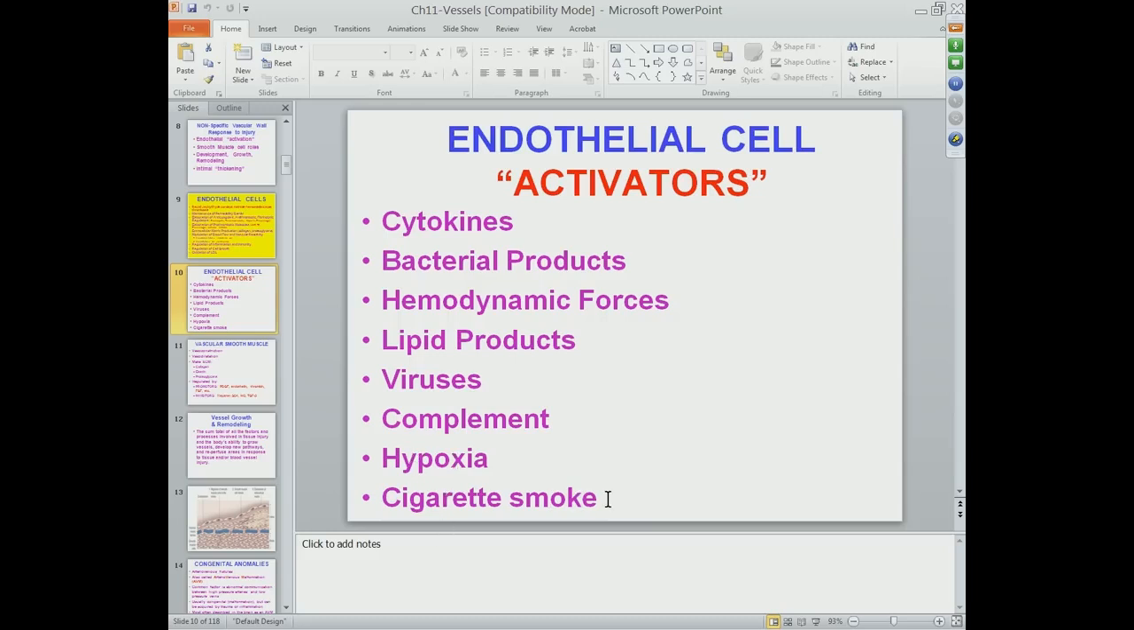And of course, I wouldn't be fair if I didn't throw in cigarette smoke. We said a whole bunch of things about tobacco the other day. But it's a very real fact that cigarette smoke itself is an endothelial activator.